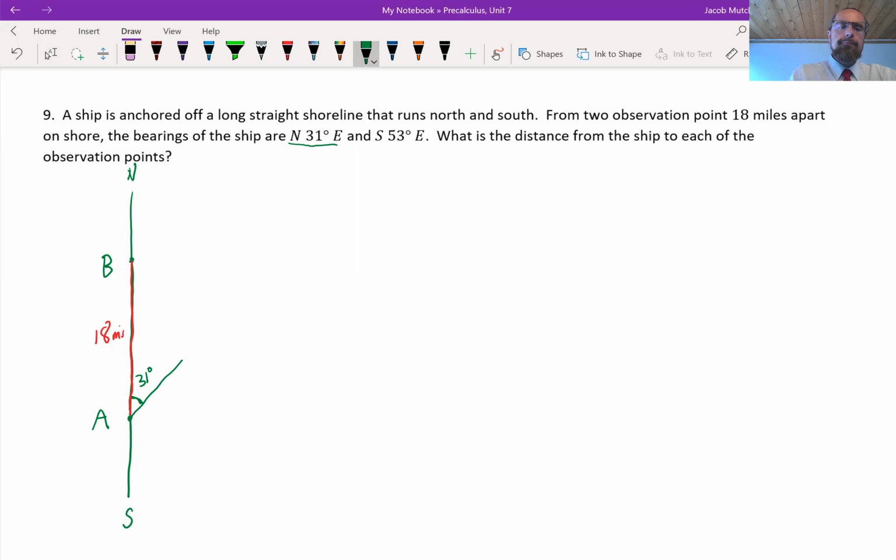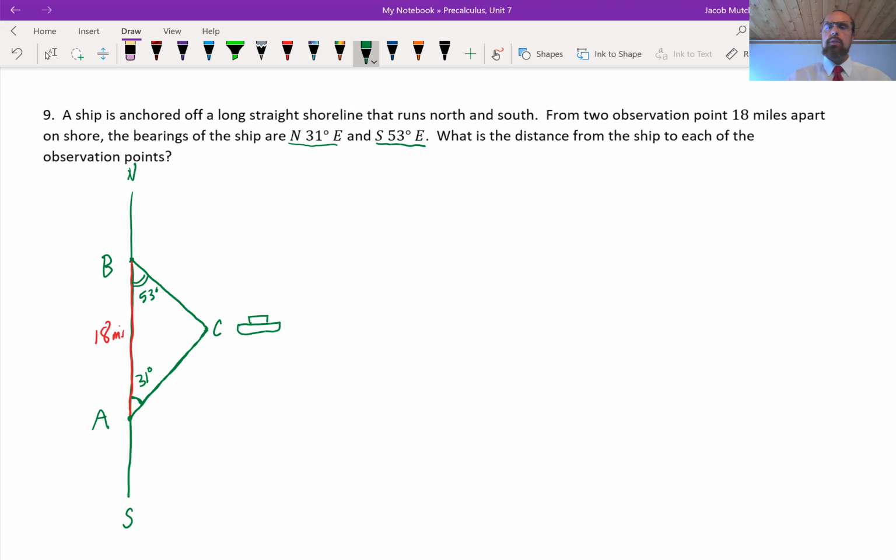And then the ship from observation B has a different bearing. It's south 53 degrees east. So south and then more steeply 53 degrees. So we'll mark that angle there. And what that gives us is this triangle with out here at point C, that's the ship. We just make a rough drawing, that's the ship.